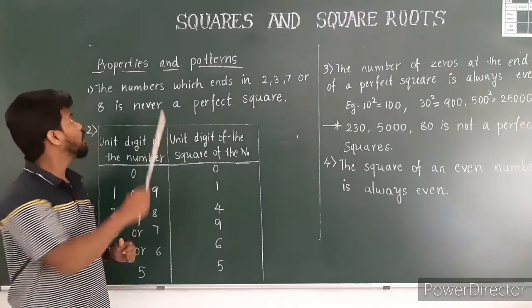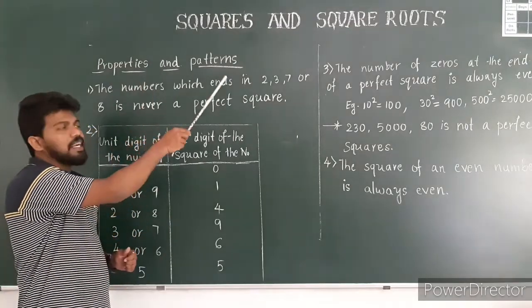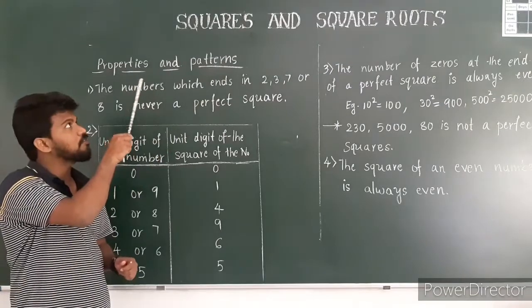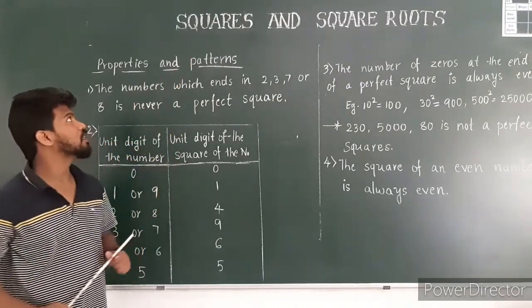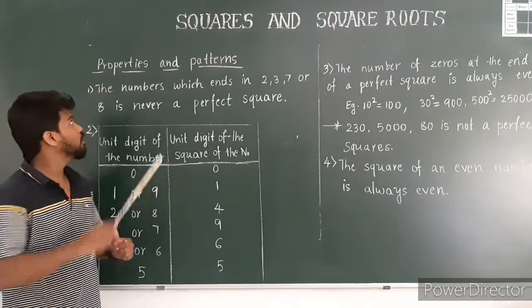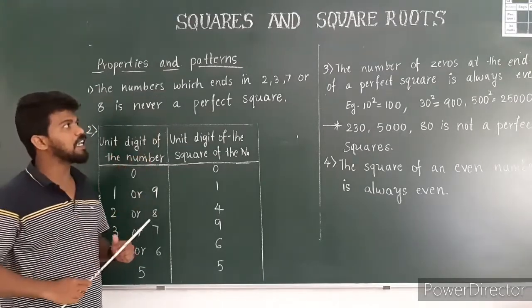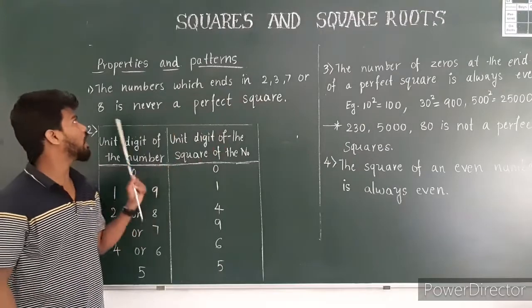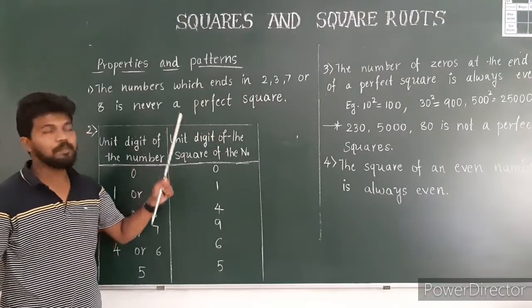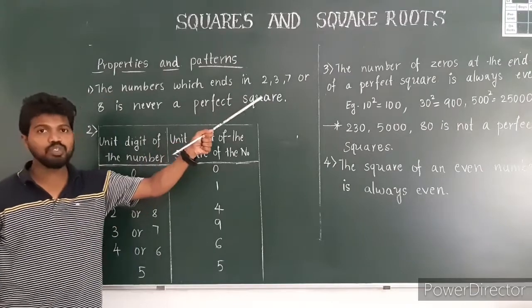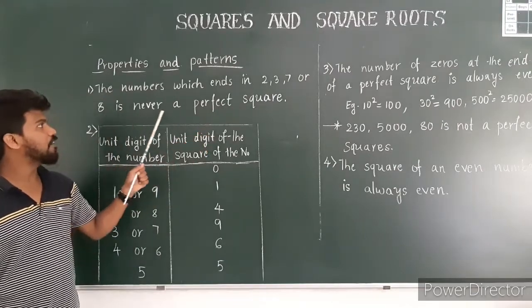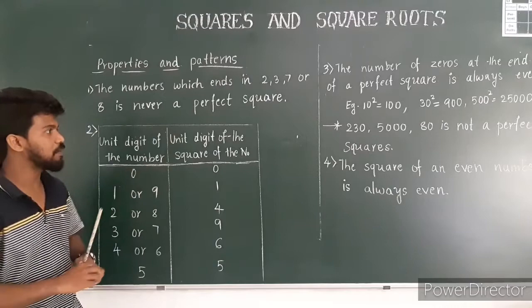So now you see the properties and patterns of square numbers. There are some properties for squares and some patterns exist for the squares. So in that, the first one: the numbers which end in 2, 3, 7 or 8 are never a perfect square. You see one example.